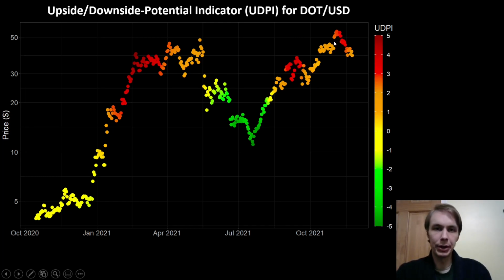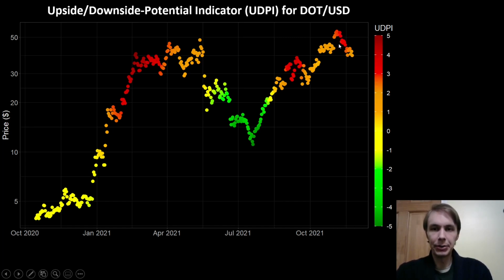Now I want to focus more on what DOT has been experiencing recently as it pumped moving into the Parachain auctions as those began, and then what's been happening since as DOT's price has been correcting. So you'll see that DOT had this nice rally coming out of the summer, and then this second leg up, the second rally that really led into those Parachain auctions being announced.